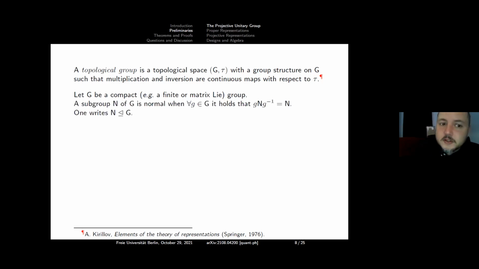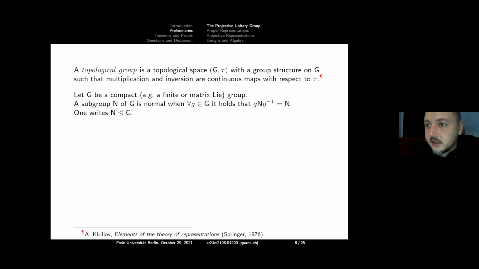Okay, there's the notion of a normal subgroup of G. If I have a subgroup N of G, it's normal when that subgroup is invariant under conjugation by any element of the big group G. And there's a special symbol for this. One writes N is a normal subgroup of G.